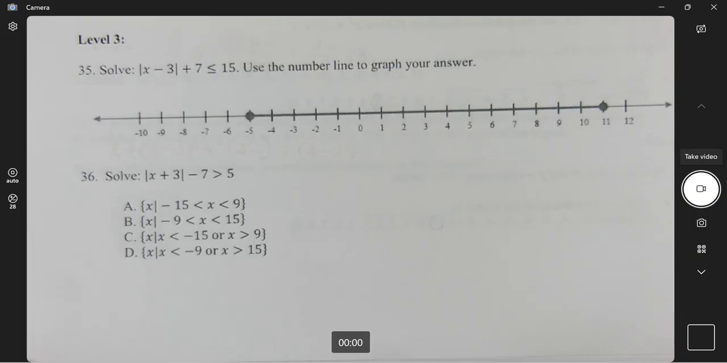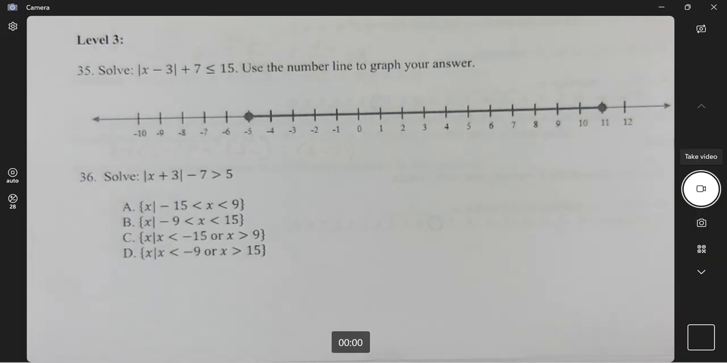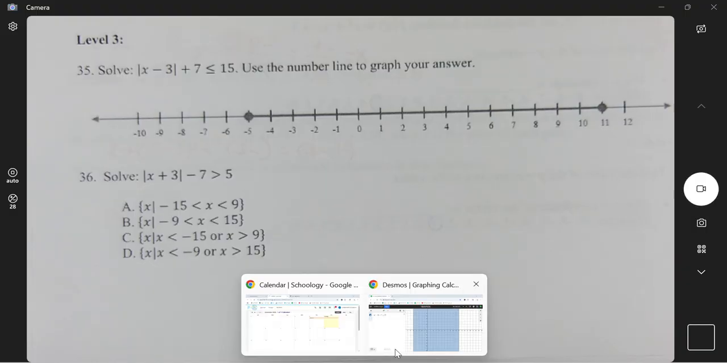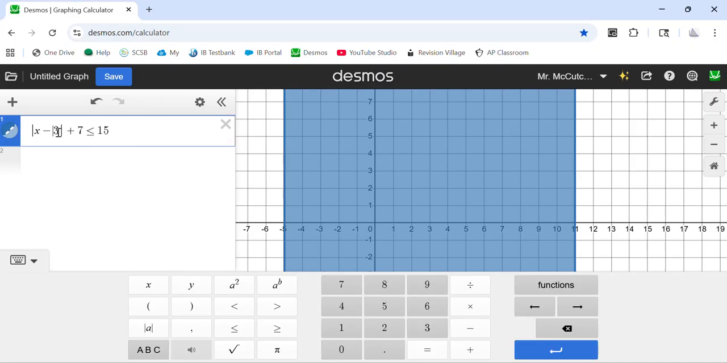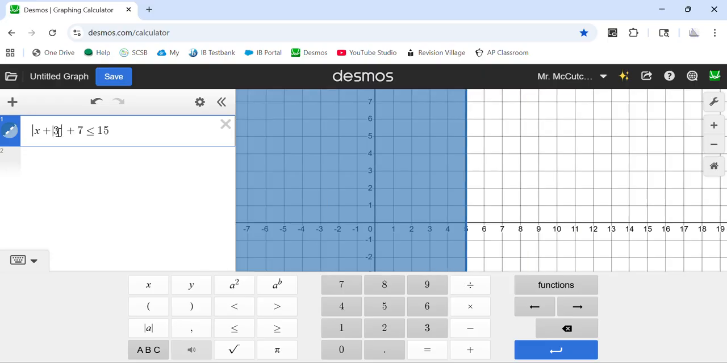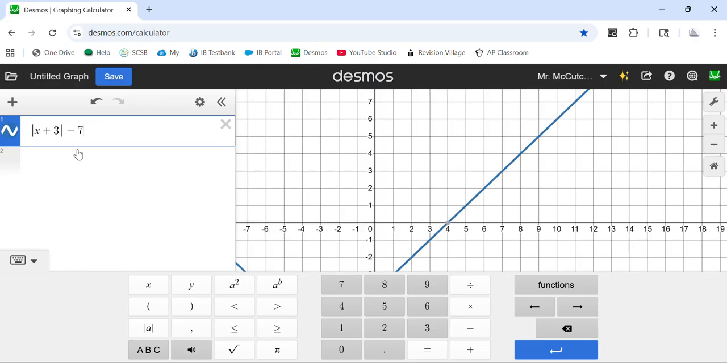This one doesn't have the answer already here, thank goodness. Let's put it on Desmos. Absolute value of x plus 3, minus 7, is greater than 5.